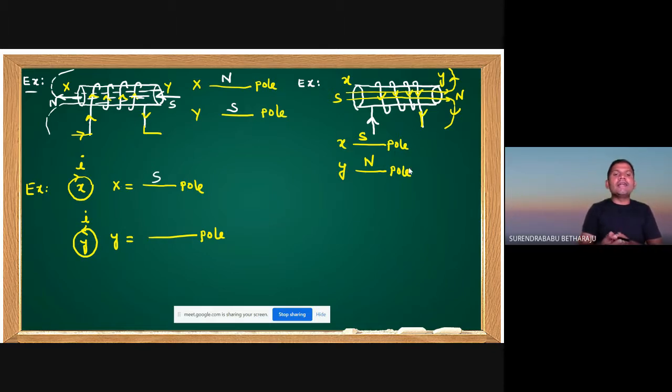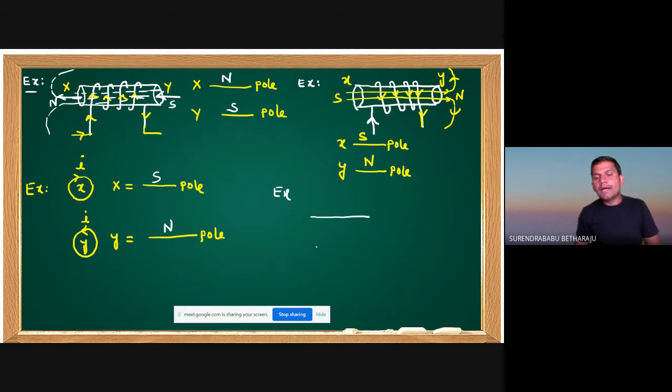Then see the next conductor. This is the direction of the current. Understand? And the flux is leaving. From which pole is flux leaving? North pole. Clear? Okay, this is the south pole and this is the north pole. For example, one more example I am giving.